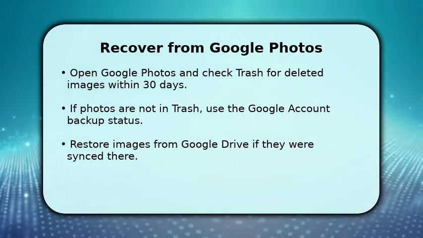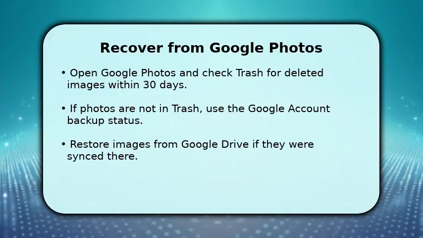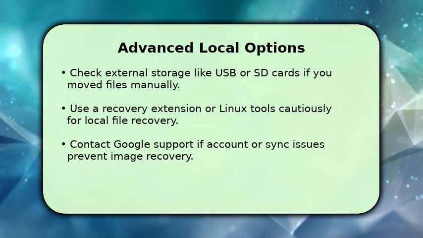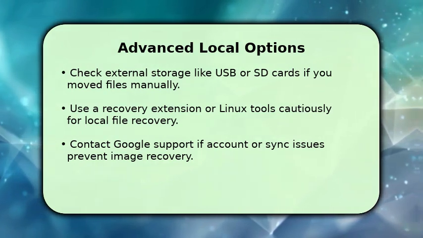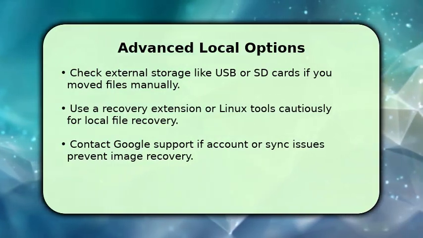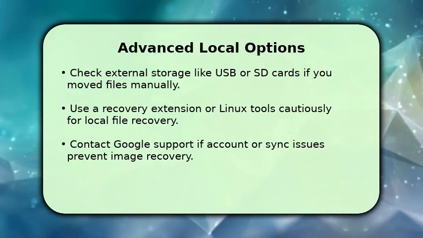If Trash and cloud backups fail, check any USB drives or SD cards you used. Sometimes photos were moved manually before deletion and are still on external media. You can enable Linux Beta on your Chromebook and run recovery tools cautiously for ext4 files.